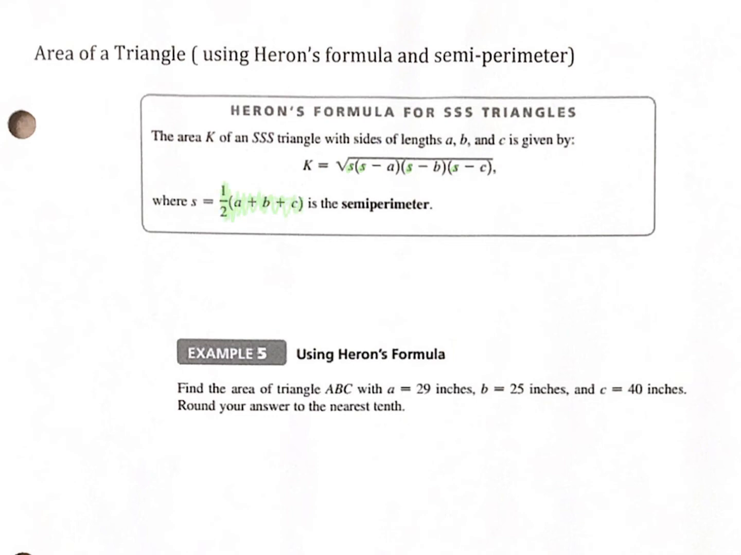So think about what this is saying we're going to do. We're going to add up all of the sides and divide by 2. So that gives us our semi-perimeter. And then we plug into this formula.